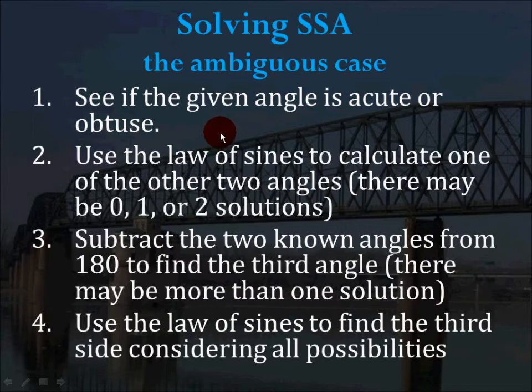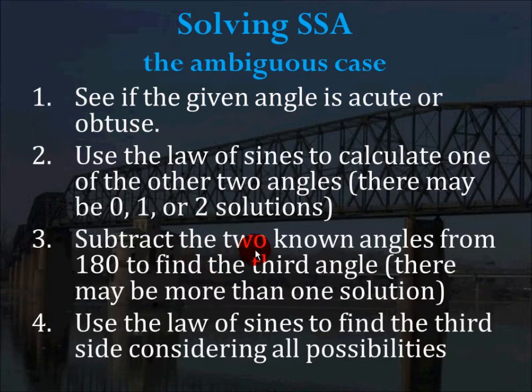Now, once you figure out what that is, or you can even skip this step, you're going to use the law of sines to calculate one of the other 2 angles. All right? Now, there might be one solution. There might be 0 solutions. There also might be 2 solutions, and we'll see why in a minute.